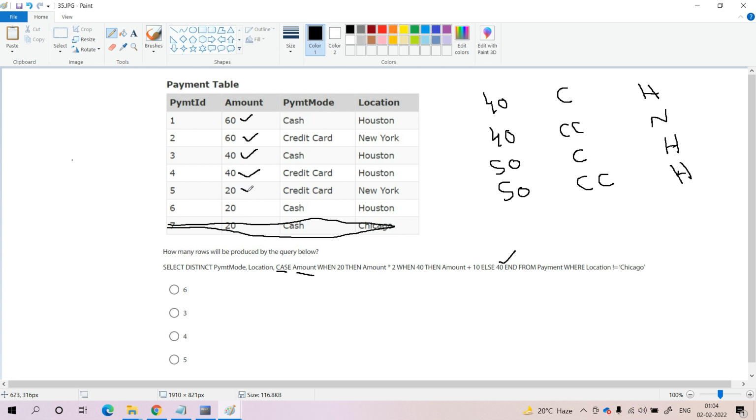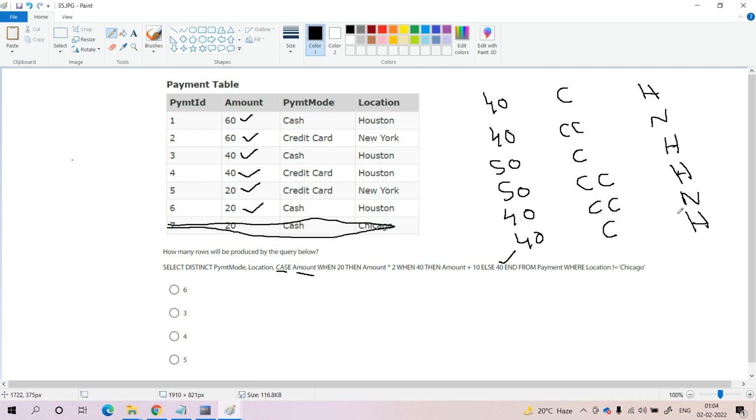And when the payment amount is 20, then what we need to do? We need to multiply it by 2. So 20 into 2, it will become 40, and the payment mode is credit card and the location is New York. When the payment amount is 20, multiply it by 2 so that it will become 40, and the payment mode is cash and the location is Houston.